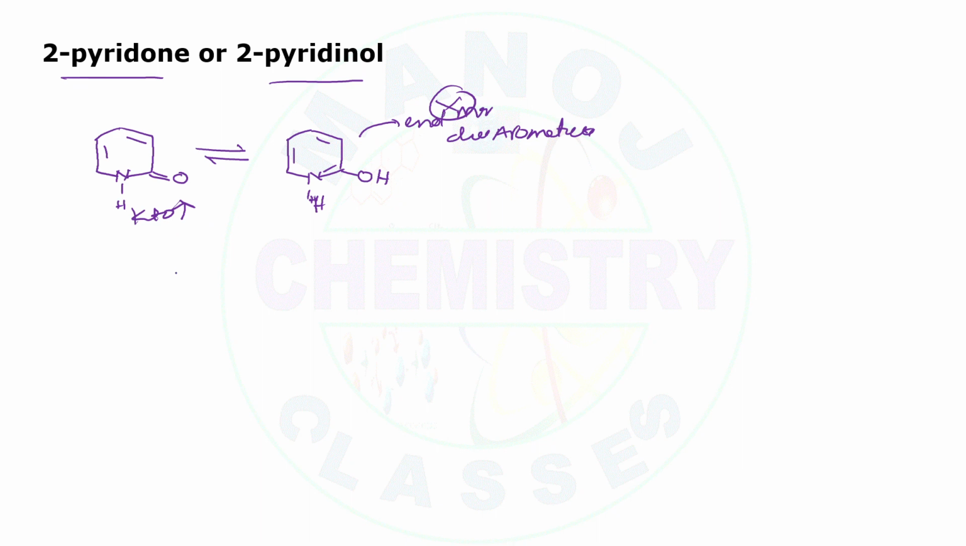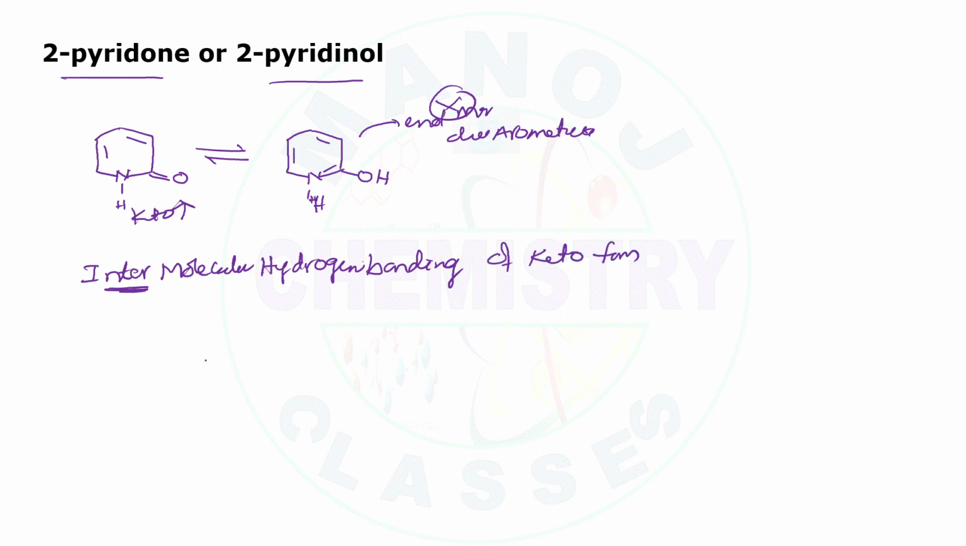So here the reason: even though it has aromaticity, the keto form is more stable. The reason is the presence of intermolecular hydrogen bonding. Due to the presence of this intermolecular hydrogen bonding of the keto form, the enolization will be suppressed. Enolization is suppressed. So how will the intermolecular hydrogen bonding exist in the keto form?